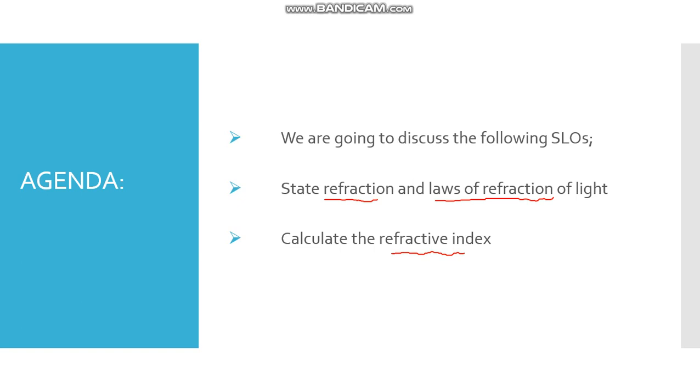So previously what we have learned was reflection. Okay, so don't be confused with reflection and refraction. In reflection, what happens is the light rays strike a medium, and after striking it comes back to the same medium, or you could say that light bounced back. Okay, while in refraction the process is a little different. So let's talk about it.